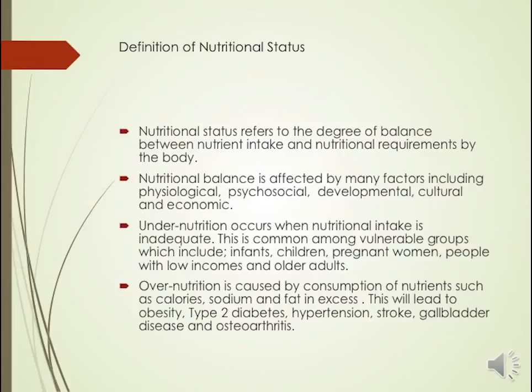Undernutrition refers to when nutritional intake is inadequate. This is common among vulnerable groups, which include infants, children, pregnant women, people with low incomes, and older adults. On the other hand, overnutrition is caused by consumption of nutrients such as calories, sodium, and fat in excess. This will lead to obesity, type 2 diabetes, hypertension, stroke, gallbladder disease, osteoarthritis, and many other diseases.